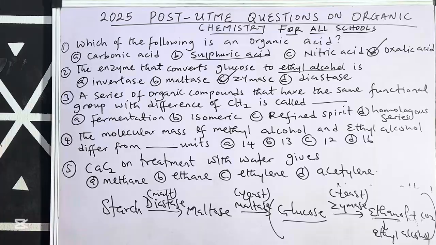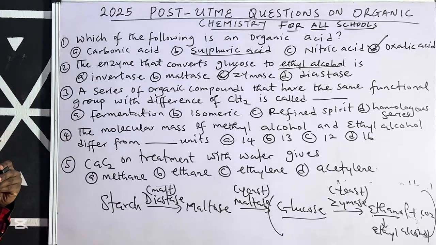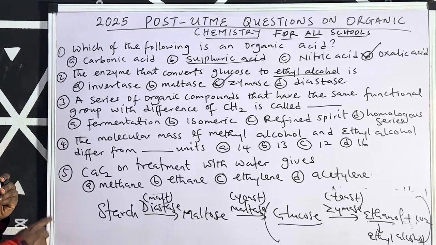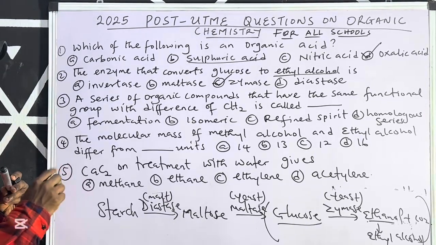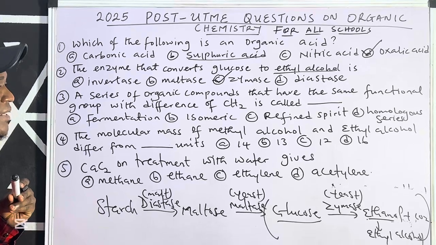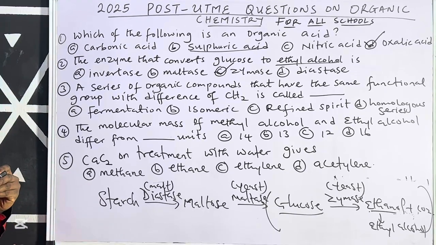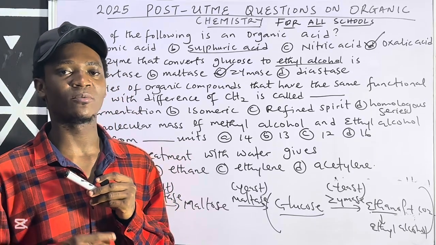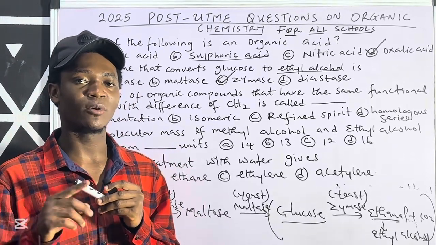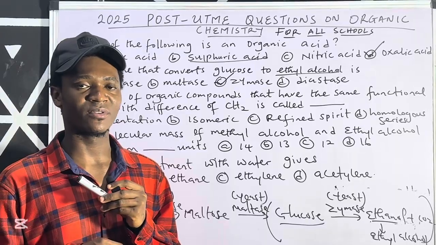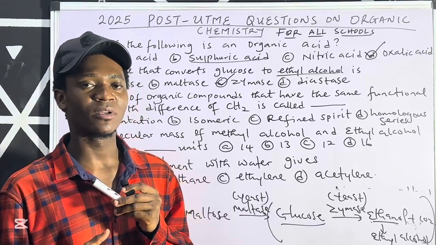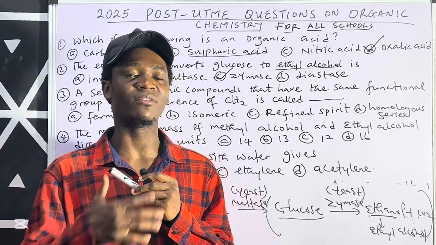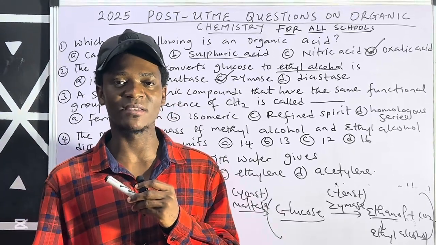Then let's see the next question, question 3. Question 3. A series of organic compounds that have the same functional group with difference in CH2 is called dash. Now, you can get that from one of the terminologies that are associated with organic chemistry. And what's that term? Homologous series. What is homologous series? It's simply a family of organic compounds that follow a regular structural pattern in which each successive member of a given series or family differs by CH2.